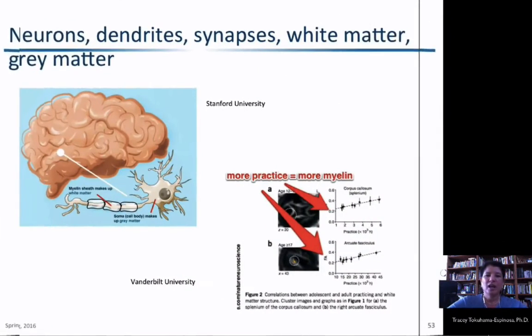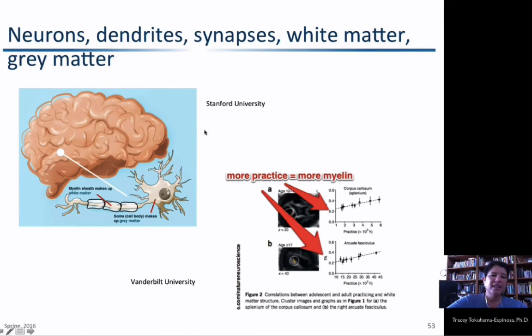So when we talk about white matter and gray matter, we'll see that when you have something with more rehearsal, remember we talked about use it or lose it, the more you use something, the stronger the connection. And there's this kind of fatty tissue, called a myelin sheath. It actually speeds up the connections between the different groups of neurons.